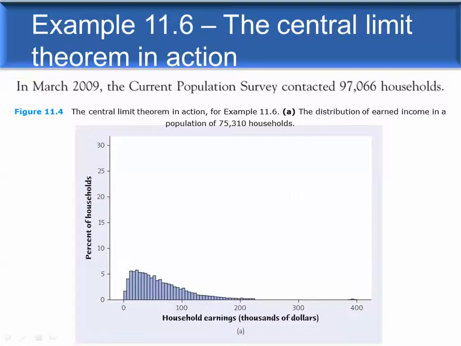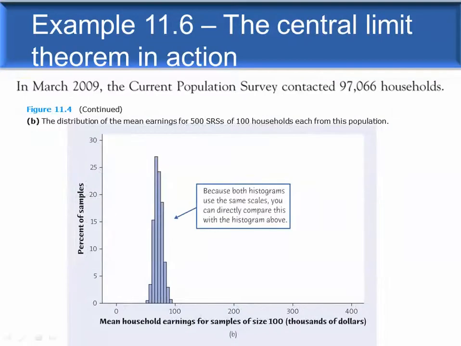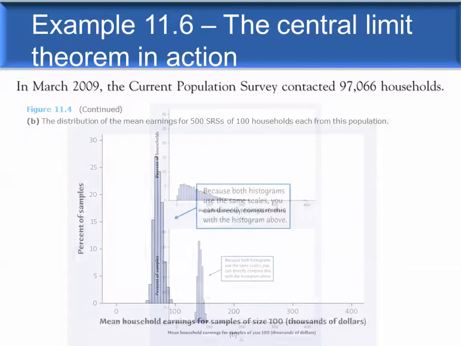Now, on the other hand, we want to talk about what happens if we take samples of 100 households, and we're going to take 500 of those samples. So we're going to sample 100 households, find out how much they earn, find the average. Take another 100 households, find out how much each of them earn, take the average. Take another 100 households, find out how much each one earns, take the average. And we're going to do that 500 times.